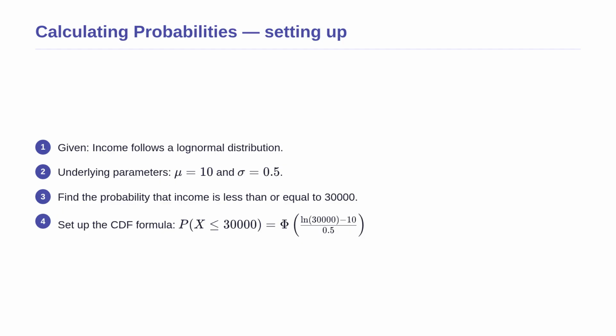Let us see this formula in action. Suppose the income of a population follows a log normal distribution. The underlying normal distribution has a mean of 10 and a standard deviation of 0.5. What is the probability that a randomly selected person has an income less than or equal to 30,000? We need to find the cumulative probability. We substitute our target value of 30,000, our mean of 10, and our spread of 0.5 into the log normal CDF formula.